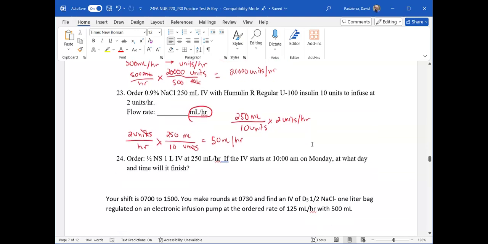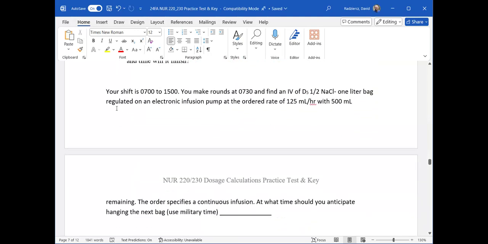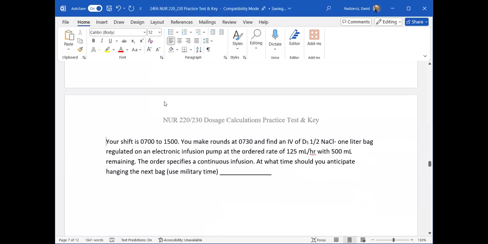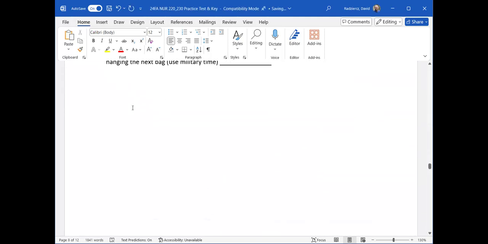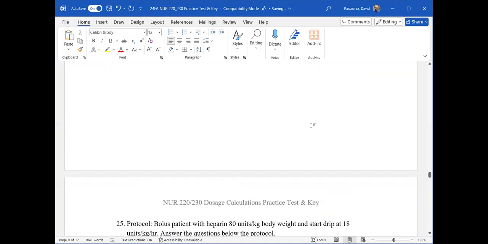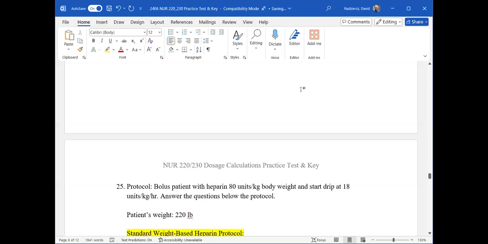All right. See what else we've got here. Okay. So those are the couple of infusion rate questions. So I'm going to go ahead and get into the heparin question, and we can always come back to those.